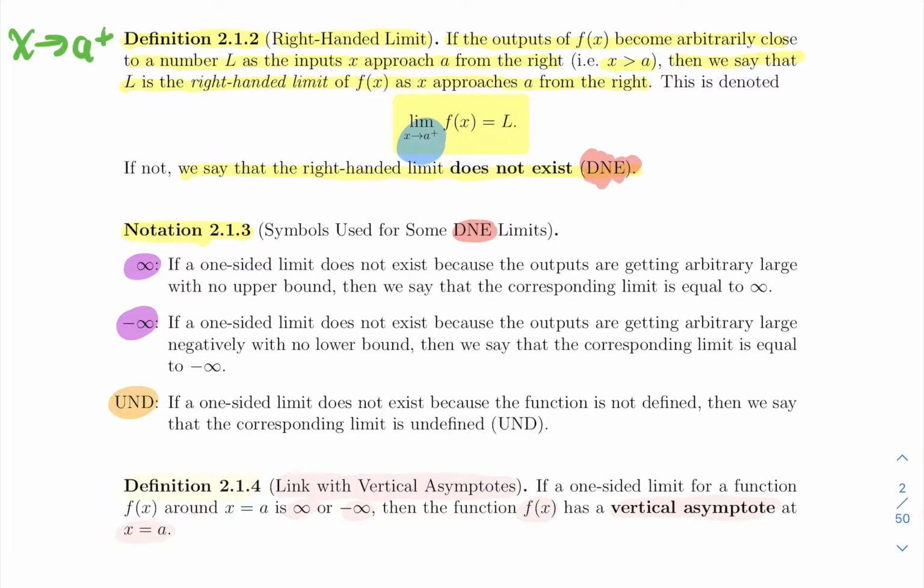So for the next definition, this links with something you should know from looking at a graph: you should be able to identify vertical asymptotes. You know vertical asymptotes from two functions, like 1 over x, which has a vertical asymptote at x equals 0, or ln of x, also at x equals 0. If a one-sided limit goes to infinity or minus infinity, then we say this function has a vertical asymptote at x equals a. So that's one way to determine if a function has a vertical asymptote if you don't see it.